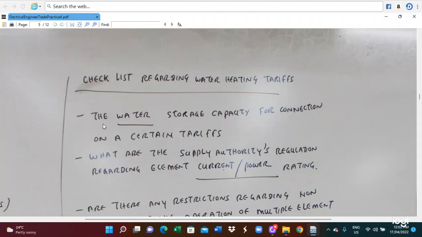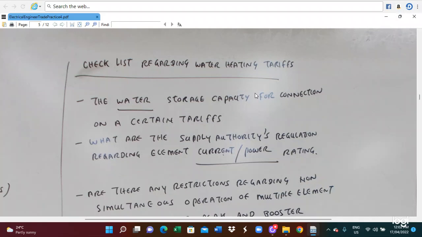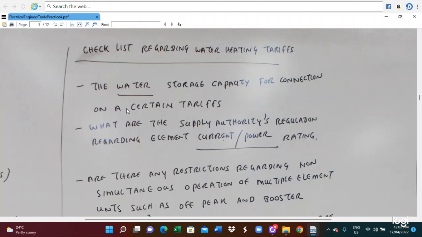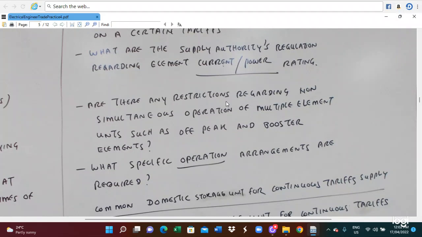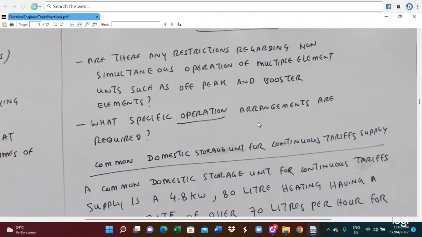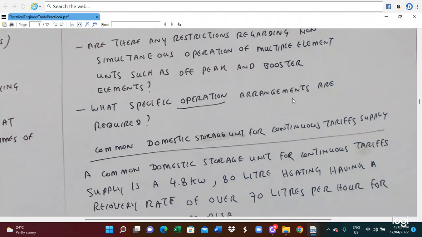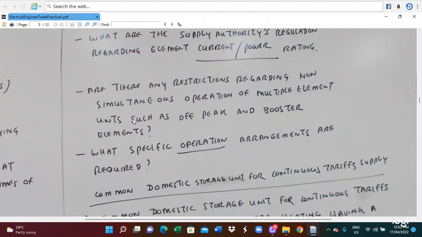So this is a water heating tariff checklist. You need to check the water storage capacity for the connection or starting tariff, what the supply authority regulations are, the element current power rating, and whether there are any restrictions regarding non-simultaneous operation on multi-element units such as the peak and the booster element. What specific operation measurements are required? Those are what you have to check for the tariff system.